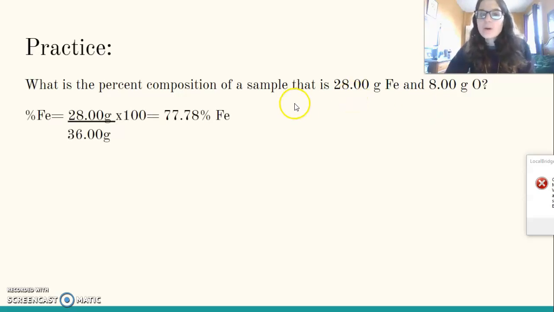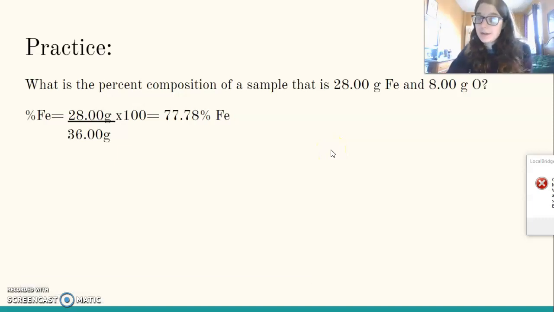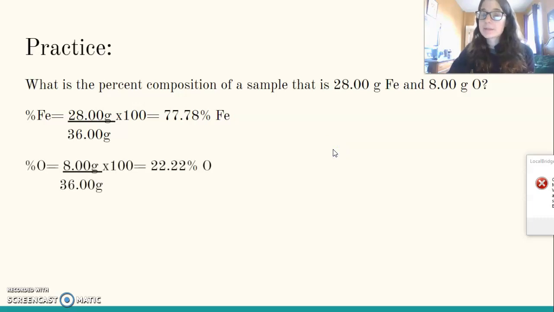For this, we are finding the percent of iron by taking the known amount of iron we have, 28 grams, and dividing by the total mass, which is 36 grams. If you take 28 plus 8, you get 36 grams. We're multiplying that by 100, and we find out that this sample is 77.78% iron. Oxygen, very similar. This time we're having 8 grams divided by 36 times 100 to give us 22.22% of oxygen.